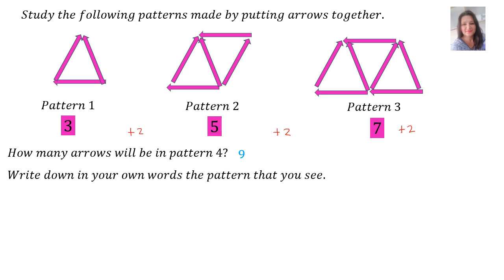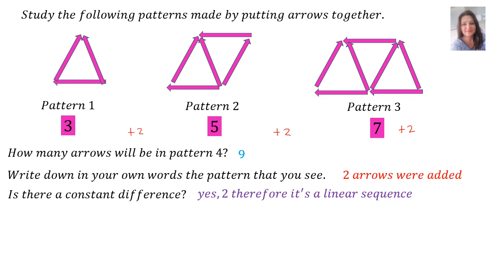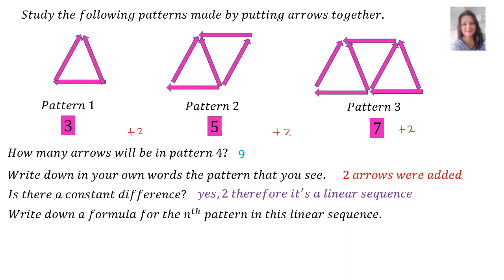Write down in your own words the pattern that you see. 2 arrows were added. Is there a constant difference? Yes, indeed. 2. Therefore, it's a linear sequence. Write down a formula for the nth pattern in this linear sequence. So we start with Tn is equal to 2n. Remember, this 2 is the constant difference, n. And then we are looking for a number there, and in this one, it's going to be 2n plus 1.